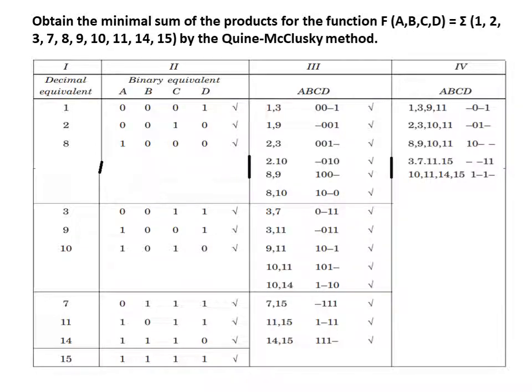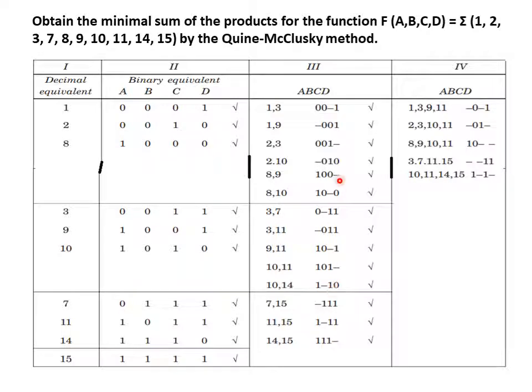So here the 1, 3 combination we obtained, so we put a check mark on 1 and 3. Next 1, 9, 2, 3, 2, 10, 8, 9, 8, 10. So all the combinations are checked here. These are the possible combinations we will obtain from table 2.